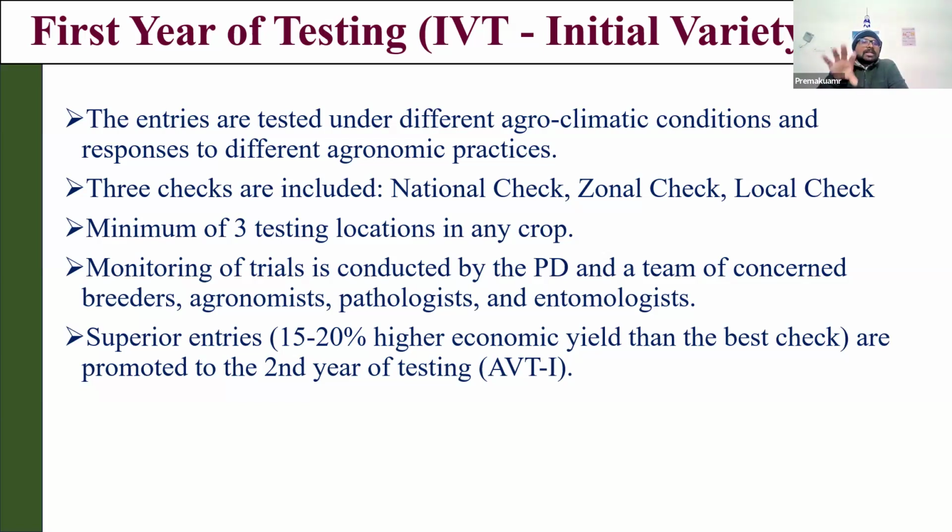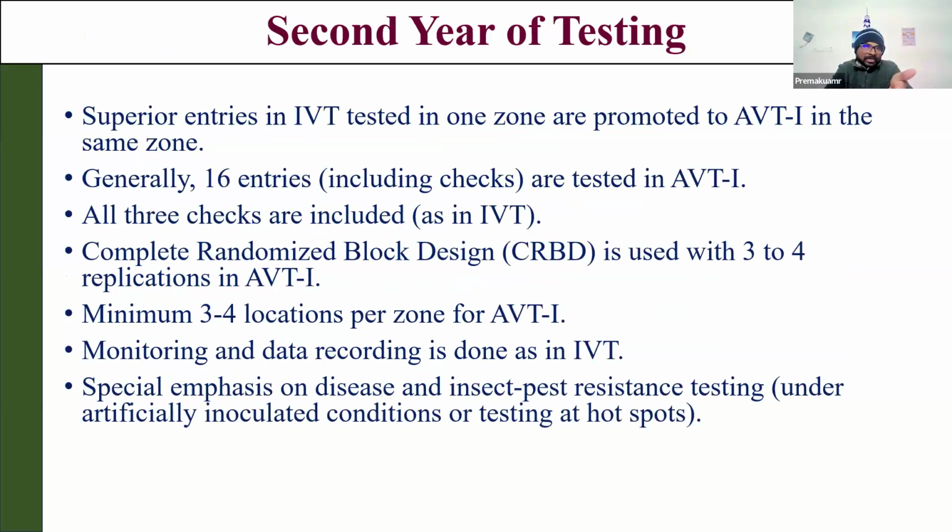Then after that, everything should be evaluated by the team of agronomists, pathologists, entomologists, breeders, and the project directors. Then after that, if the variety is performing better than the check, it will advance to another yield trial, the advanced varietal trials.